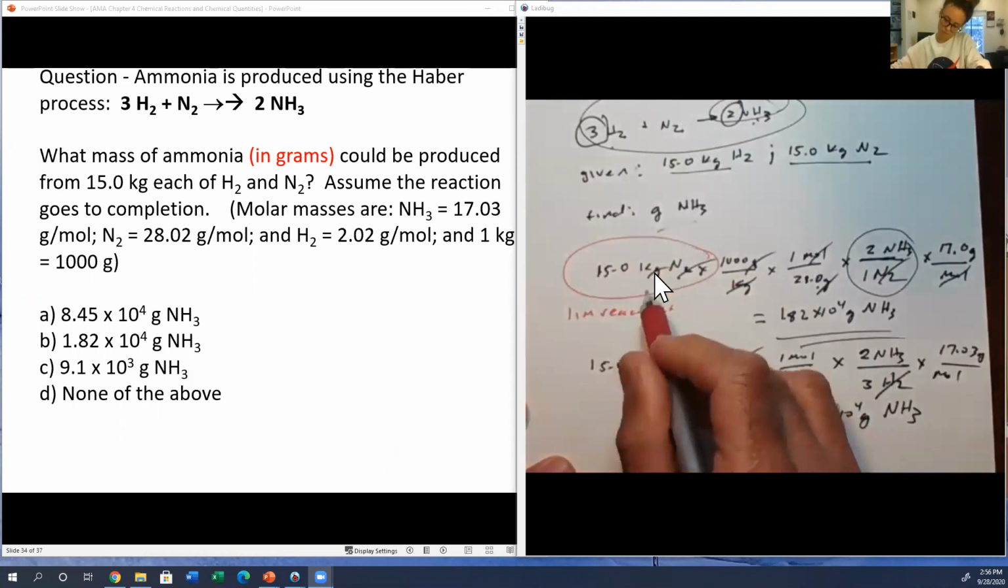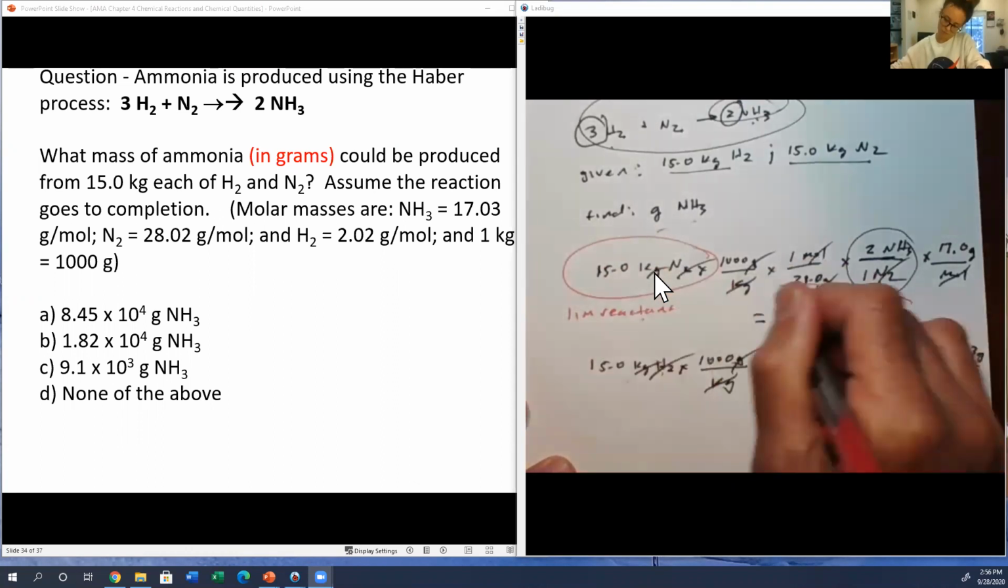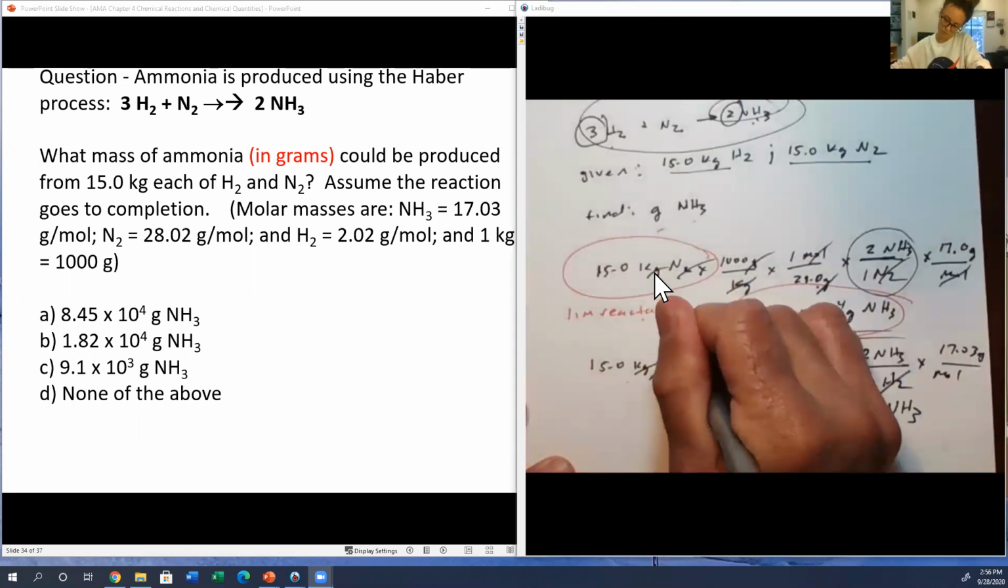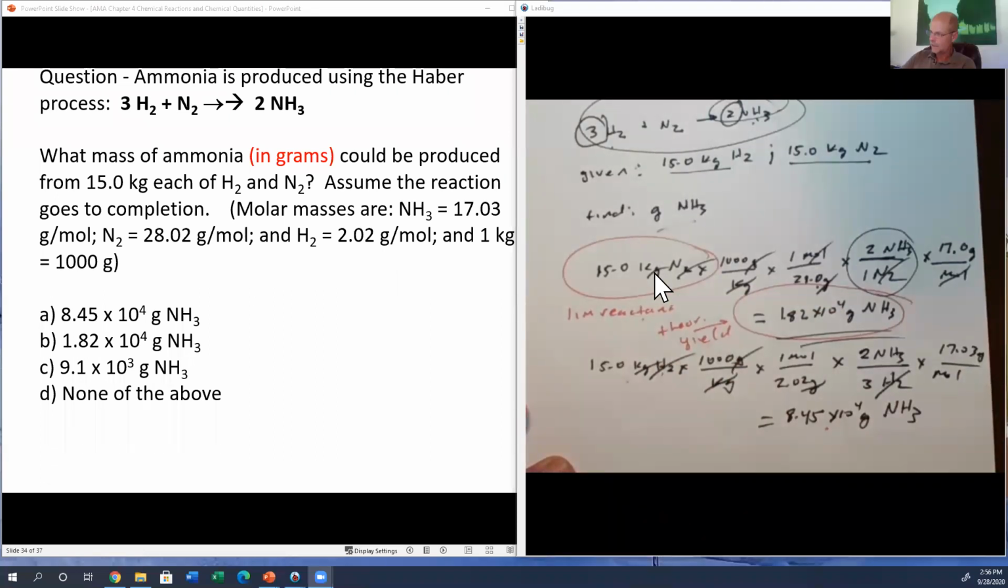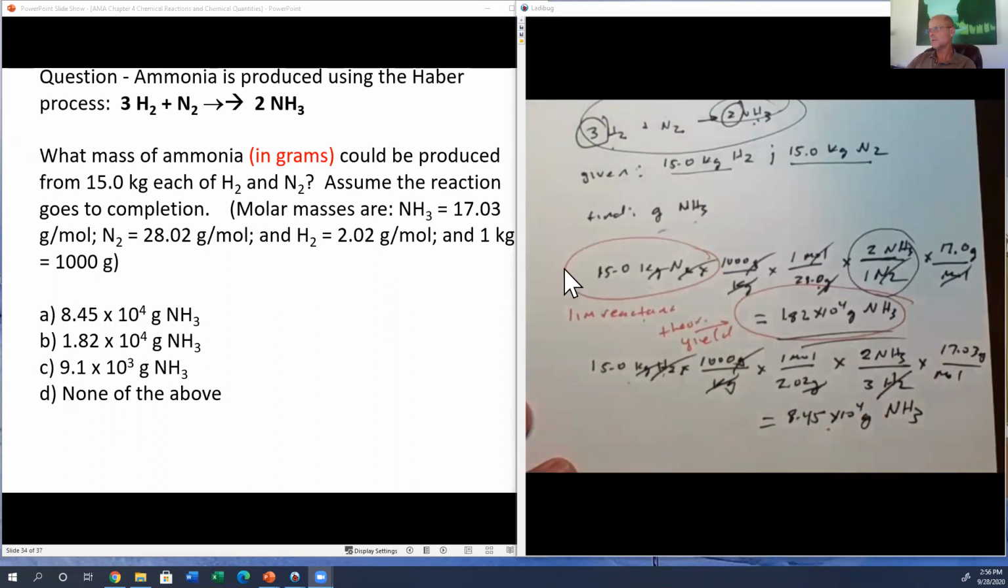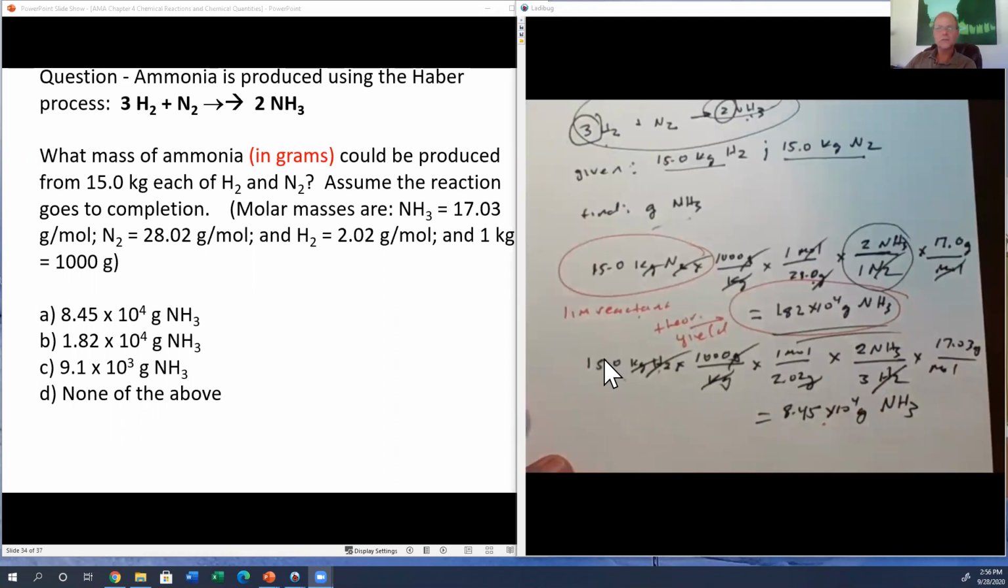So the amount of product that I can make from the limiting reactant is the theoretical yield. The theoretical yield here is 1.82 times 10 to the 4 grams. What mass of ammonia could be produced? That's the maximum amount that could be produced. Does that make sense? Okay, looks like most of you got that, so good job. Any questions on this super important principle that you're going to see over and over again?